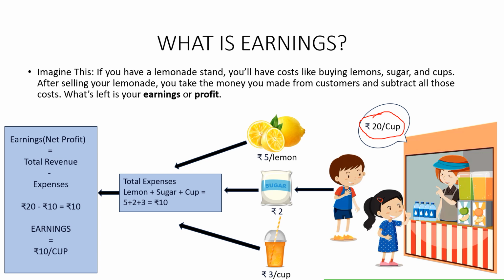So here, your total revenue minus expenses. Your total revenue is 20 rupees, which is also called income. And this is your expenses, for the lemon, sugar, and cup. Whatever you're left with is called your earnings. So you make around 10 rupees per cup. Understood? Brilliant.